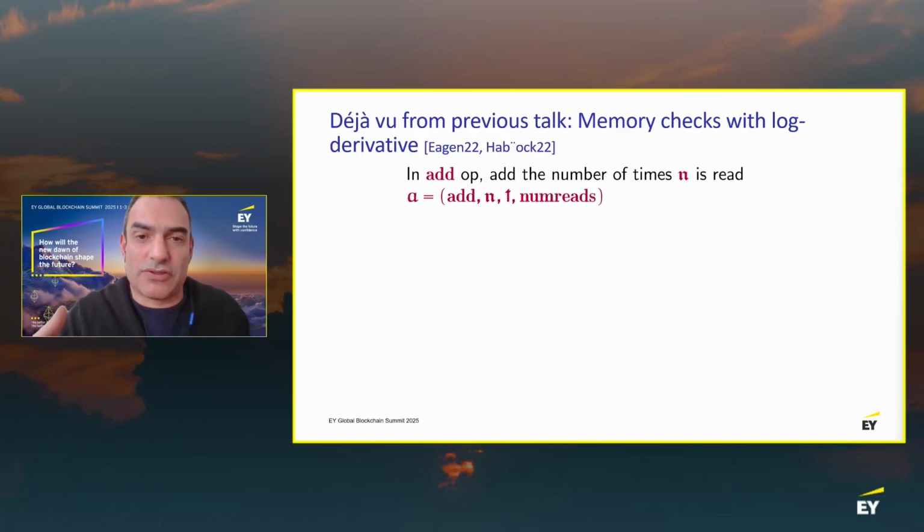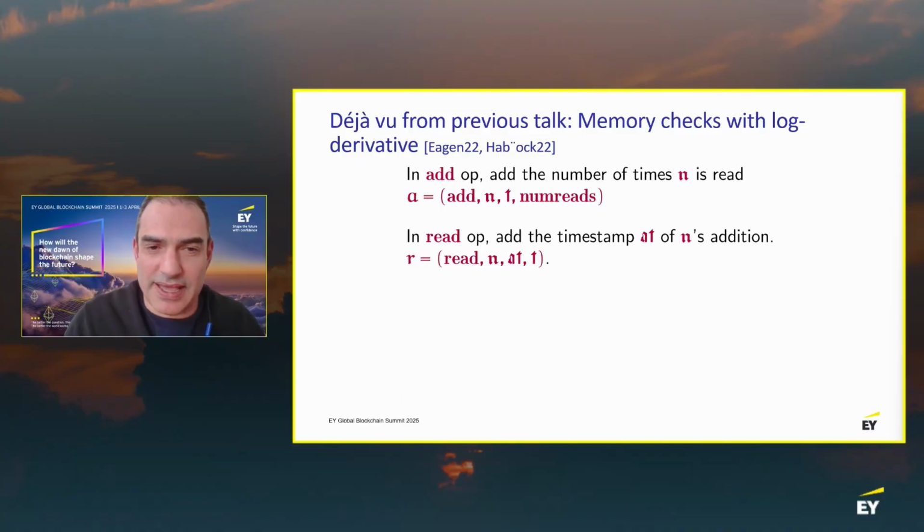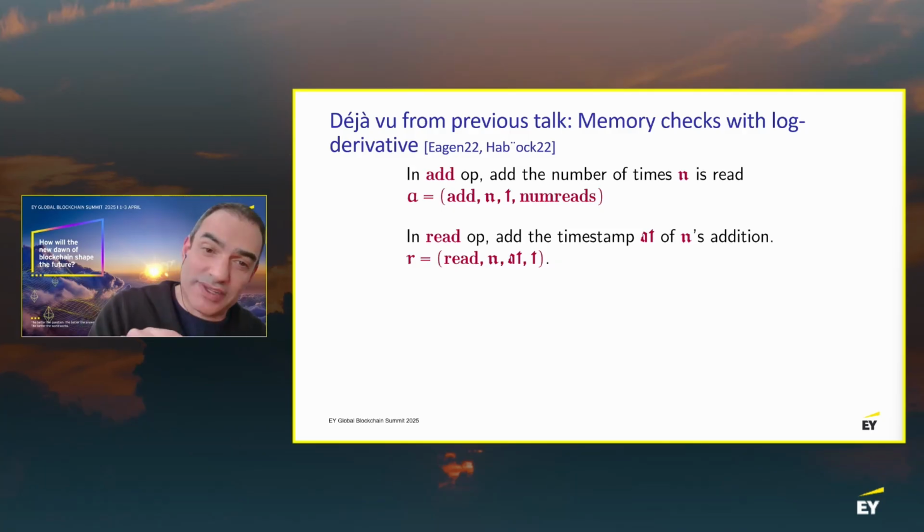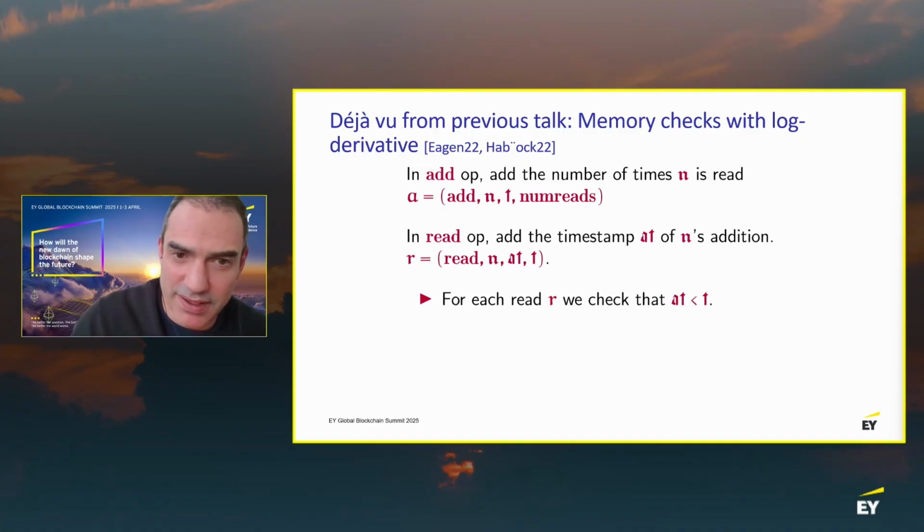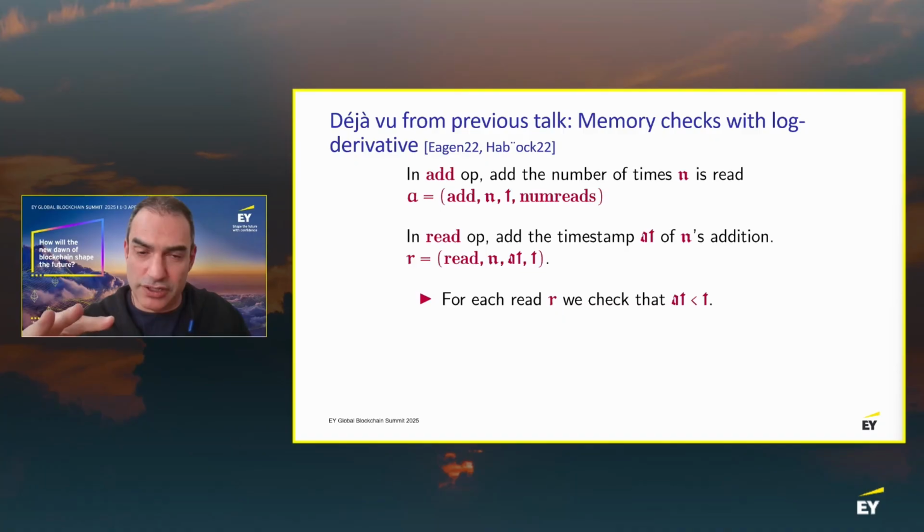To help us, in an add operation, we're going to also write down the number of times a node is going to be read. And in the read operation, we're going to write down both the timestamp T where the node was read, but also the timestamp AT where the node was created. And we're going to check, when we're executing a function, that AT is always smaller than T.